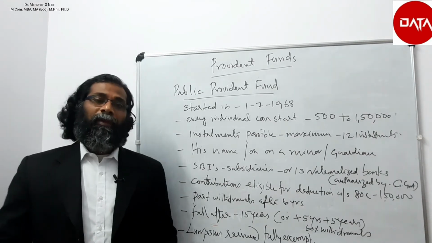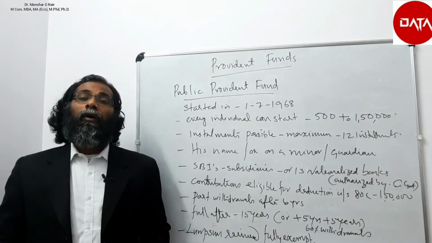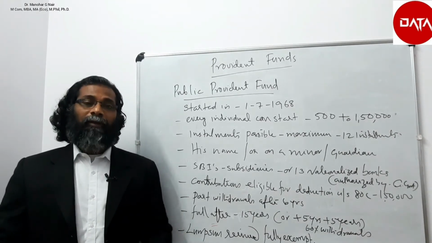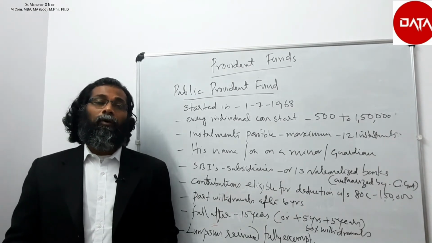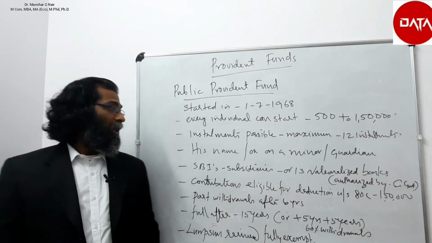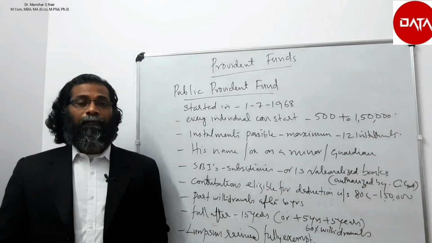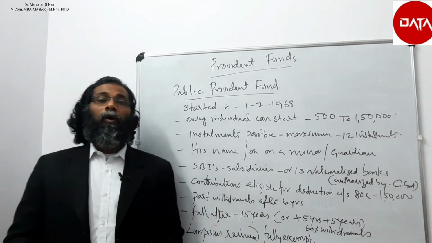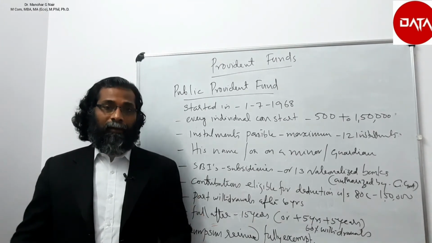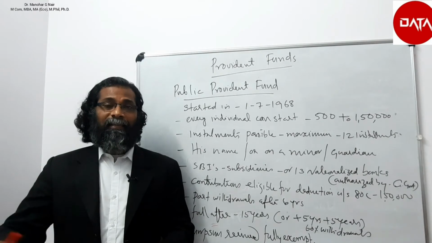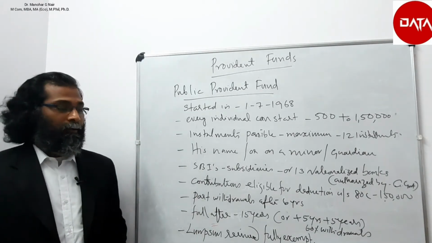The payment could be a lump sum payment or single payment, or it may be installment payment, but a maximum of 12 installments only would be allowed. And any individual can start this provident fund in his own name, or in the name of children, or in the name of a minor for whom he is a guardian or parent.